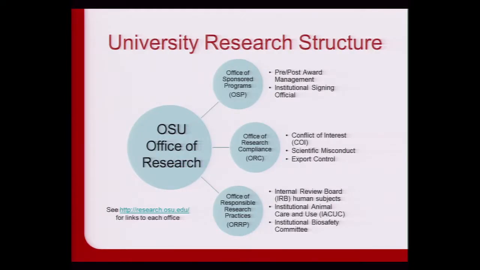The Office of Research is the central unit that is in charge of the research mission at Ohio State University. The VP for Research is Carolyn Whitaker, if you've heard that name, and she's the president of the Office of Research. Within the Office of Research, there are a number of different units that you'll interact with for different aspects of your research. The first one is the Office of Sponsored Programs, which is the one that I used to work for. I was a sponsored program officer there.